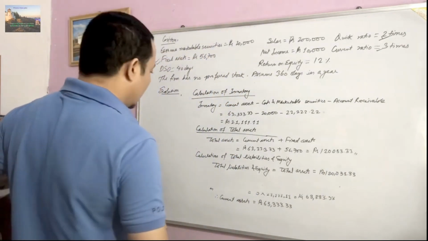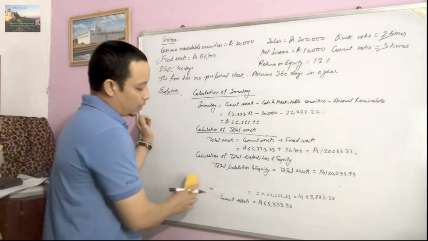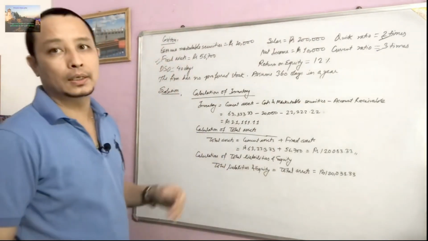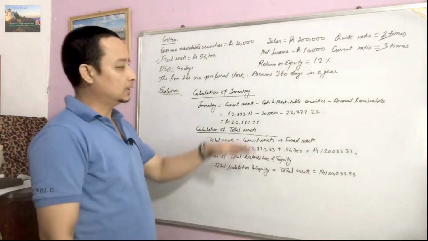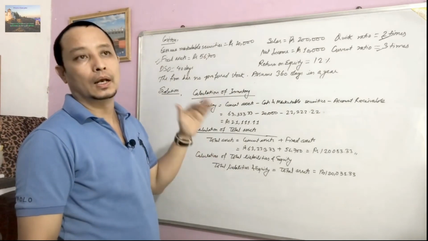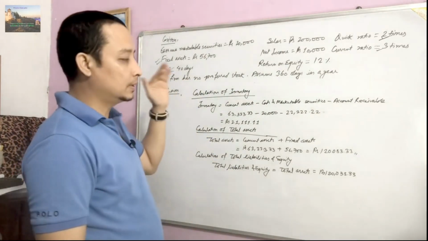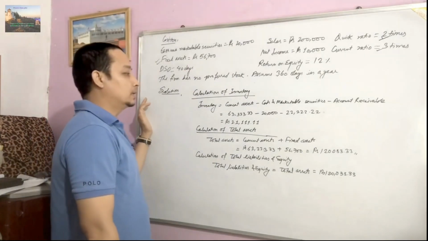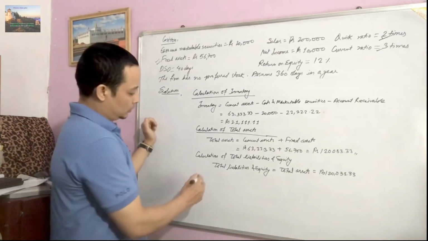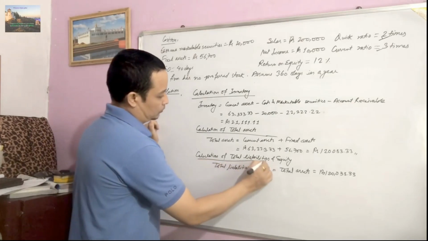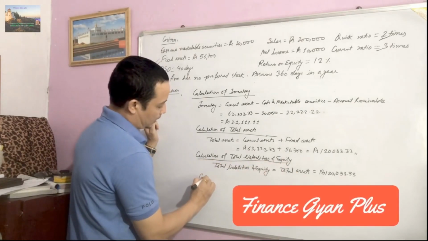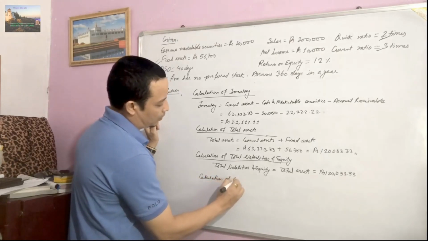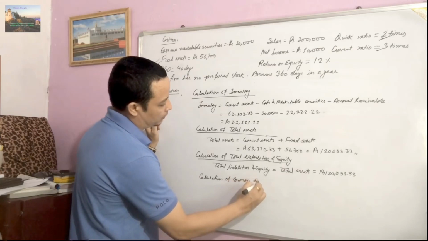Now after finding total liabilities and equity, now you have to find the common equity, because in the liability side you can see there current liability is there, long-term debt is there, and common equity is there. Now you can use return on equity to find the common equity. Okay, so calculation of common equity.